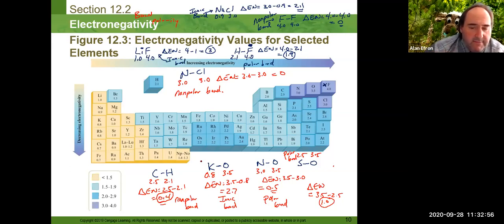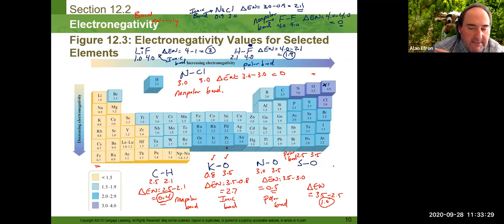So let's talk about some things that we see here. First off, as I mentioned before, when you have a metal and a non-metal, metals are pretty much over here, non-metals are up here. That difference in electronegativity is usually going to give you a pretty good difference, and it's going to be an ionic bond. So like I said before, if you have something like these two guys, potassium and oxygen, you don't even need this table. You know it's a metal and a non-metal, so it's ionic. It's a pretty safe bet.